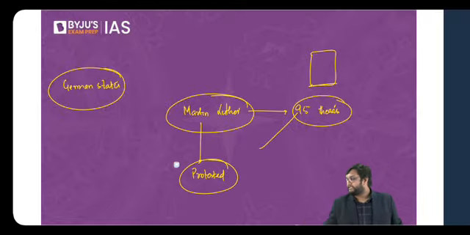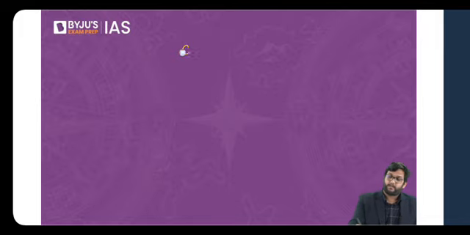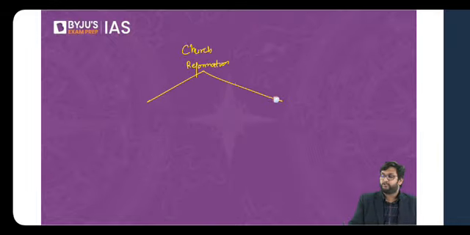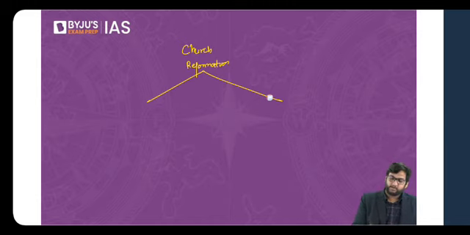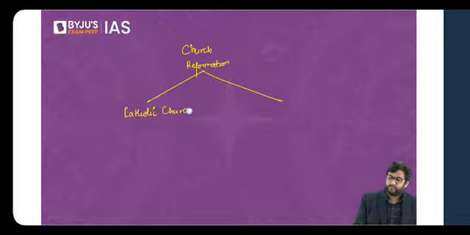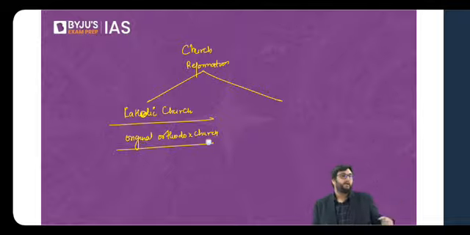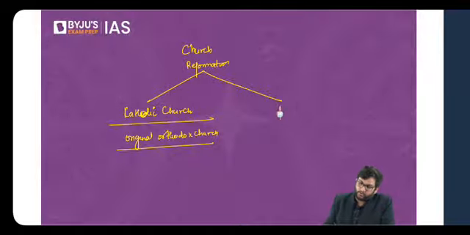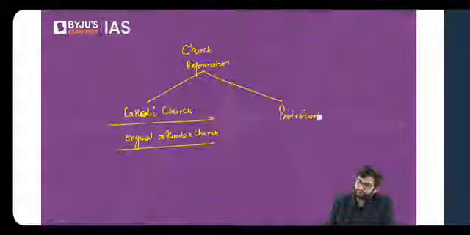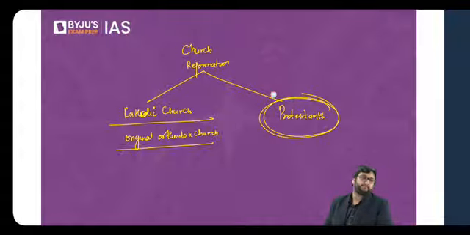And because he protested, because of the Reformation, the church will split into two. One is called the Catholic Church. This is your original Orthodox Church, which used to sell indulgences. Whilst on the other hand, you will have what are called the Protestants. Protestants are basically Martin Luther.